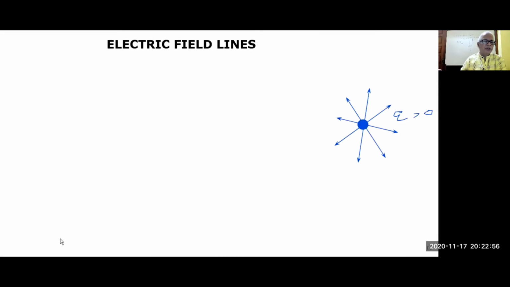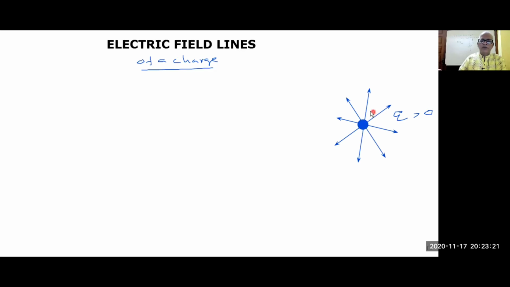Dear students, we shall start with electric fields. Electric field with a point charge. Remember, it's about a point charge. Very important. We have seen that it's radially outward for a positive charge.